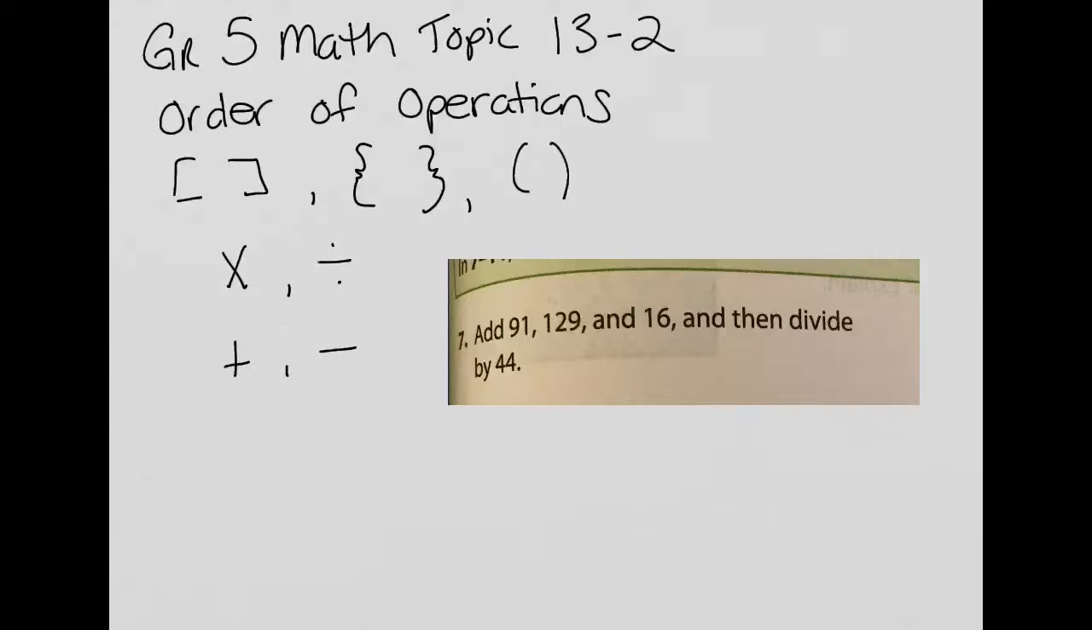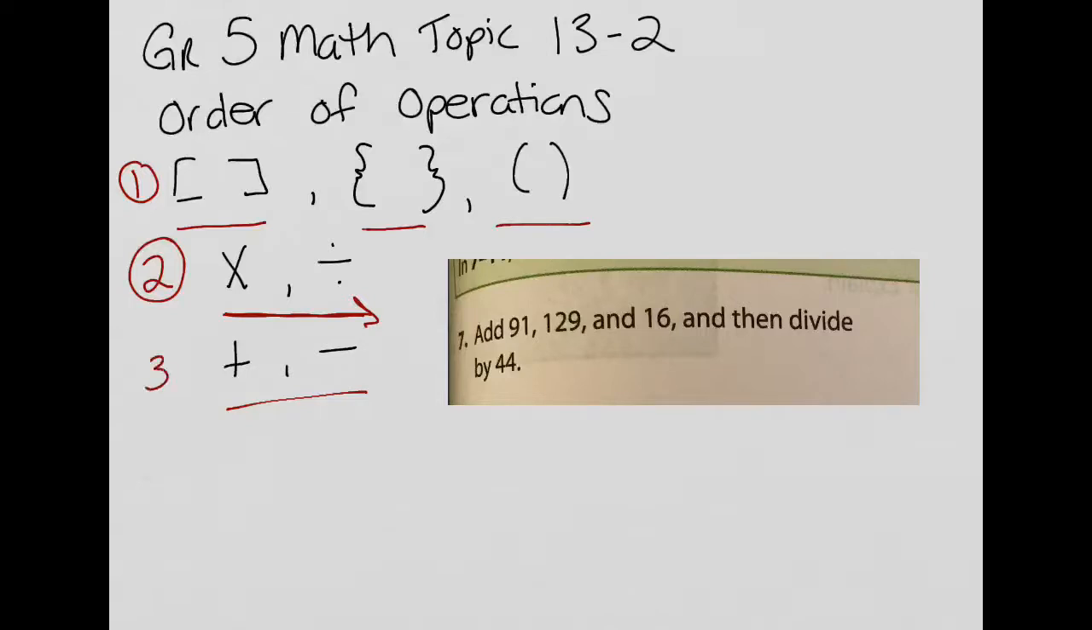So just a quick review, we talked about brackets, braces, and parentheses yesterday. We talked about multiplication and division, and then addition and subtraction. Brackets, braces, and parentheses will be done first. Then we'll solve any multiplication and division second from left to right. And then finally we'll solve any addition or subtraction third, once again, left to right.